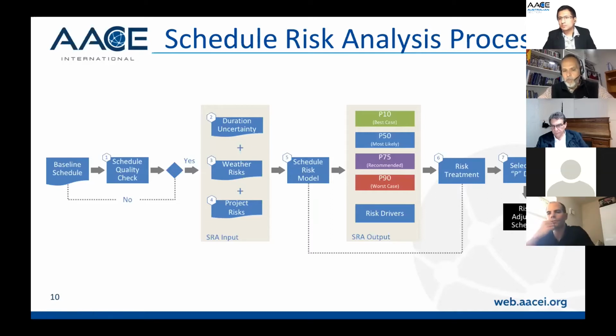Until we get to the point that we say, look, I think that we address all the risk. There is nothing more that we can do. And then we need to select what is the P date, or the probability date, that we want to include in our bid. And then we just produce the bid schedule that we include in our proposal. But let's go in more detail through the case study.